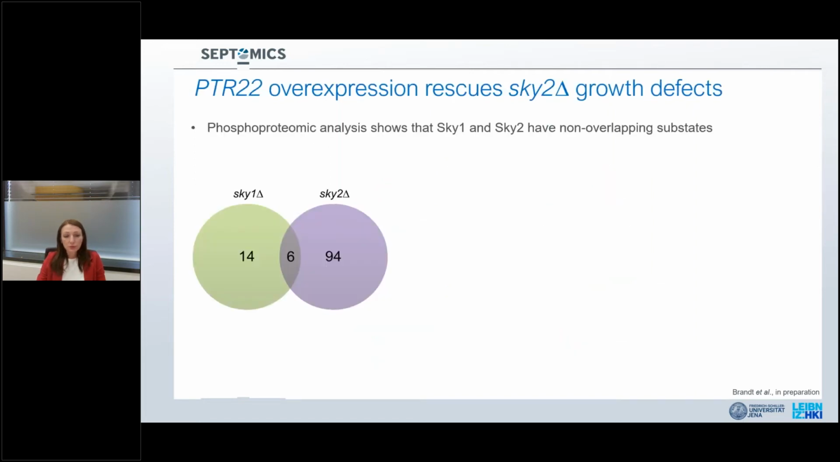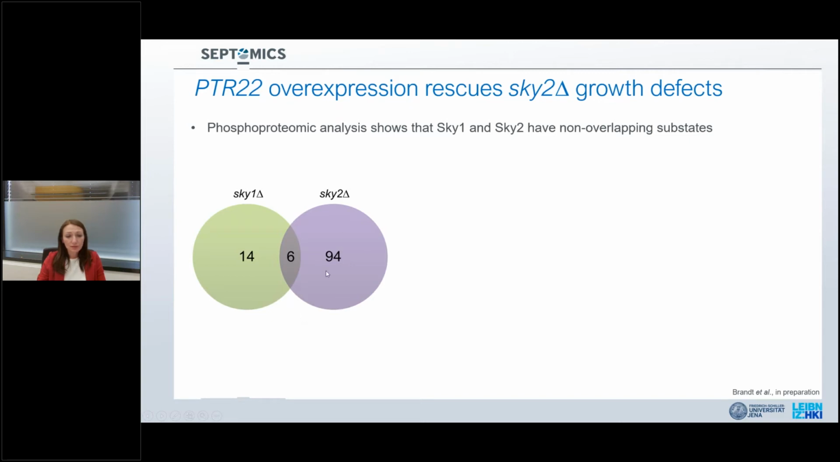We also did a phosphoproteomic analysis in order to identify SCY1 and SCY2 targeted substrates. And here are represented the number of proteins that are not phosphorylated in the mutant strains, but are phosphorylated in the wild type. And so you can see that SCY2 phosphorylates far more targets compared to SCY1, and that there is essentially very little overlap between the function of these two protein kinases.